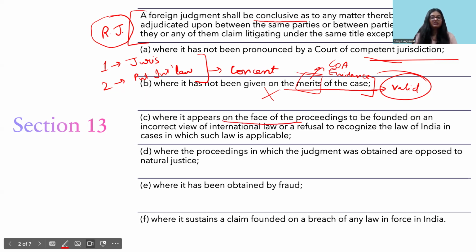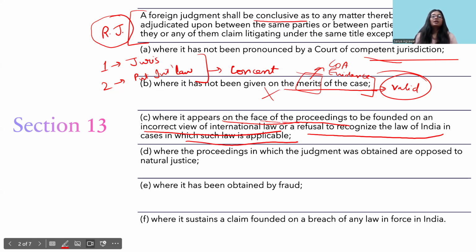On the face of the proceeding means that you will not get into the details and the merits of the case. If a foreign judgment has come before you, the court will only on the face of it check this point: whether the proceeding is founded on an incorrect view of international law or a refusal to recognize the law of India in cases in which such law is applicable. That means if that foreign court has given a decision violating some principle of Indian law or any international law, then that decision will not be considered a valid decision, and the same case can be filed in India.